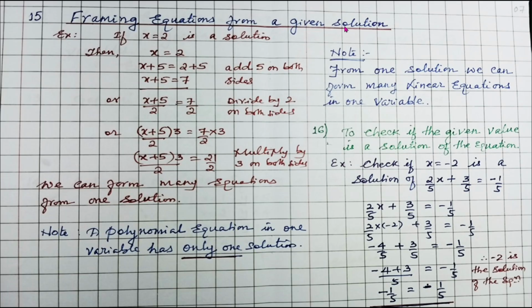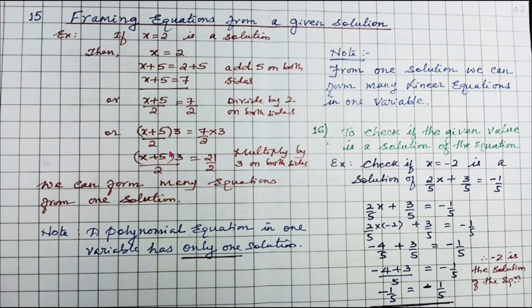Now framing equation from a given solution. Framing equations from a given solution. Let us say x is equal to 2 is a solution of an equation. Now we want to frame an equation for this. X is equal to 2 is a solution, we want to frame an equation. If x is equal to 2, then add 5 on both the sides. We get x plus 5, 2 plus 5, x plus 5 equal to 7. This is one equation. Now divide by 2 on both the sides. It will be x plus 5 divided by 2, 7 by 2.